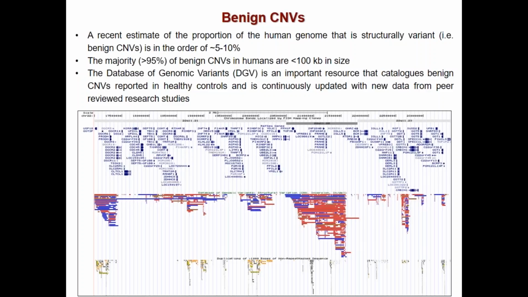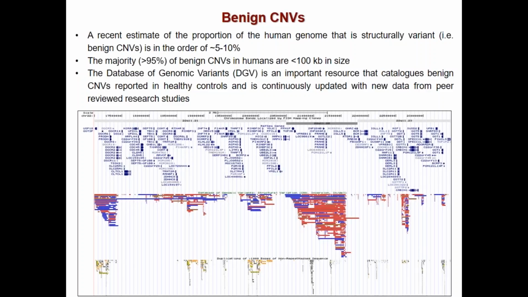The majority of these benign CNVs, more than 95% of them, are smaller than 100 kb. So they are quite small. The ones that are bigger than 100 kb, especially the ones bigger than 500 kb, tend to be more pathogenic. And there are online tools or databases to look for these benign CNVs. One of them is the Database of Genomic Variants, which is a catalog of benign CNVs that were observed in healthy controls from many studies.